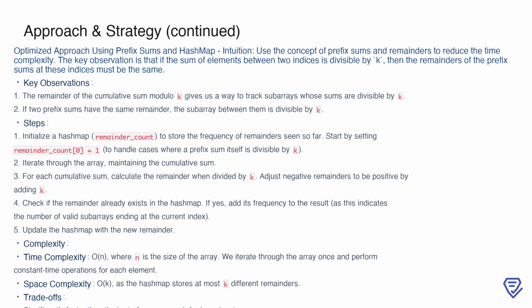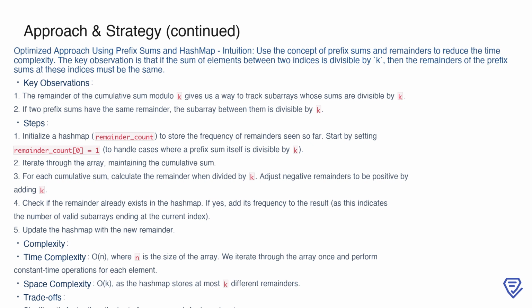For each new remainder we compute, we check if it already exists in the hash map. If it does, we add its frequency to our result, since this tells us how many subarrays ending at the current index are valid. Finally, we update the hash map by incrementing the frequency of the current remainder.